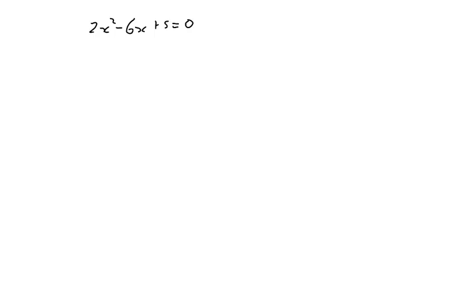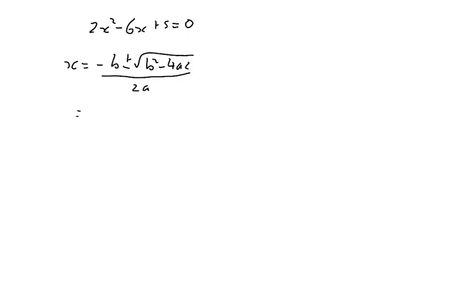Using the quadratic formula, I'm going to solve this quadratic, but you'll notice that the solutions will be imaginary for this question. So x equals minus b plus or minus the square root of b squared take 4ac, over 2a.